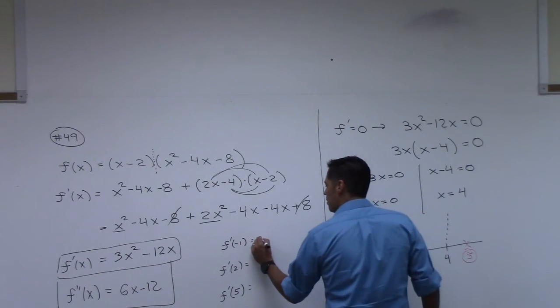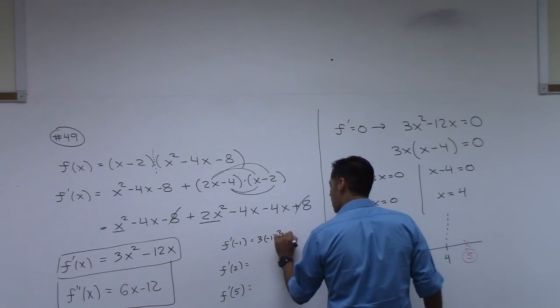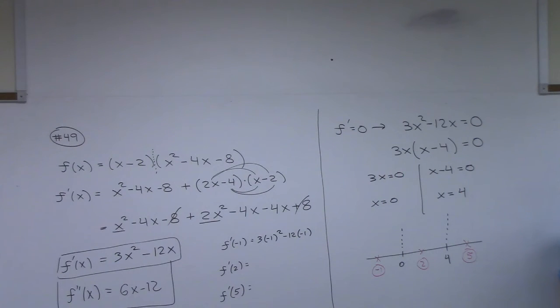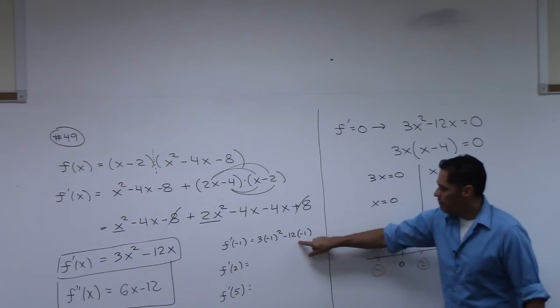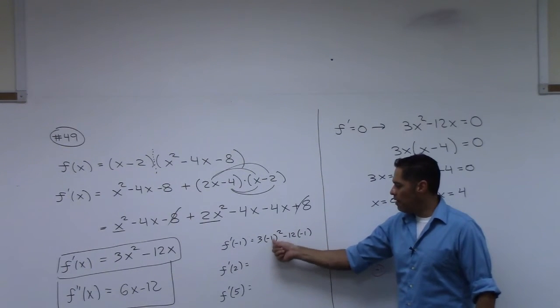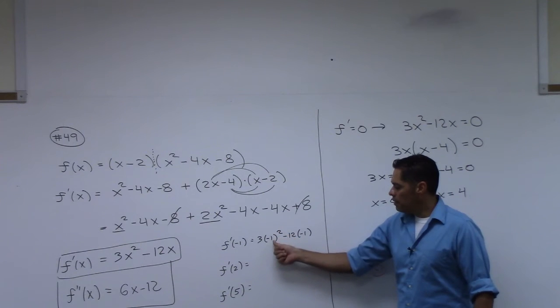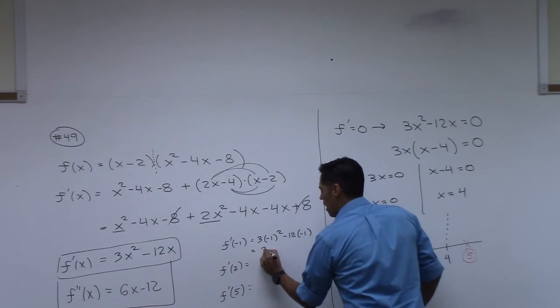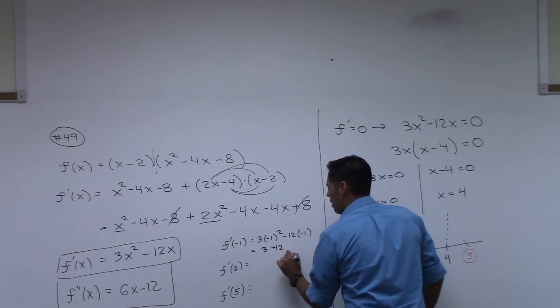So 3 times negative 1 squared minus 12 times negative 1. Be careful with that minus 12 times negative 1. That's going to become what there at the end? This will be plus 12, right? Okay, and then negative 1, when you square it, it's just 1. So you're going to have 3 times 1, which is 3, and then plus 12, and that's 15.